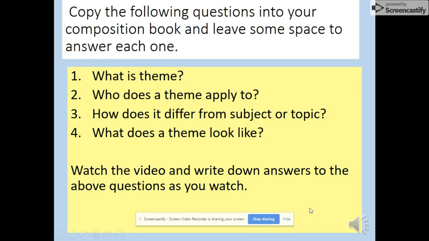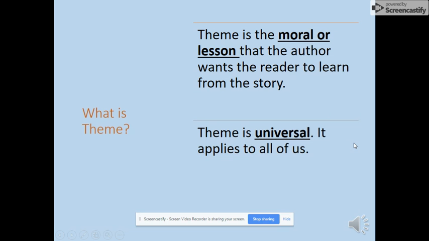All right, so first, theme is the moral or lesson that the author wants the reader to learn from the story. It's what you are learning from it, so a lesson. It is universal, it applies to all of us. So it could apply to the readers, it can apply to the characters.